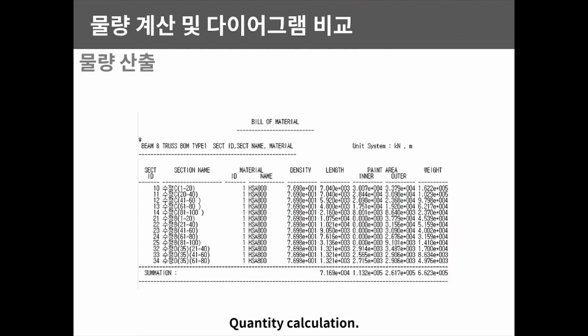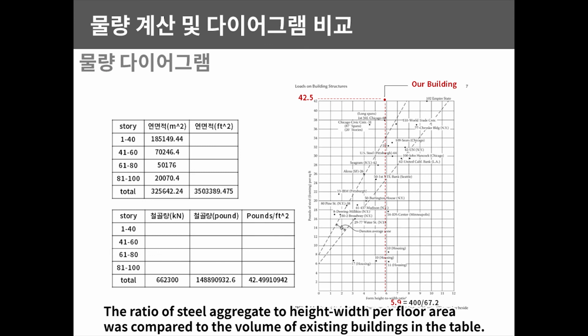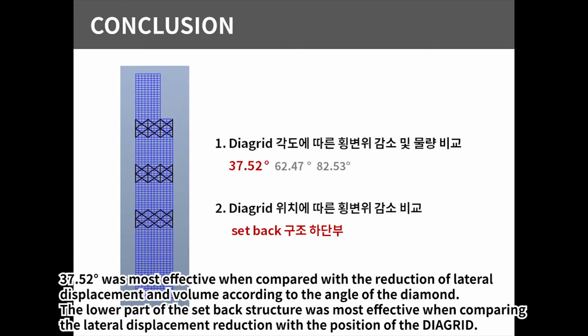Quantity calculation. The ratio of steel aggregate to height and width per floor area was compared to the volume of existing buildings in the table. 37.52 degrees was most effective when comparing the reduction of lateral displacement and volume according to the angle of the diamond. The lower part of the setback structure was most effective when comparing the lateral displacement reduction with the position of the DIAGRID.